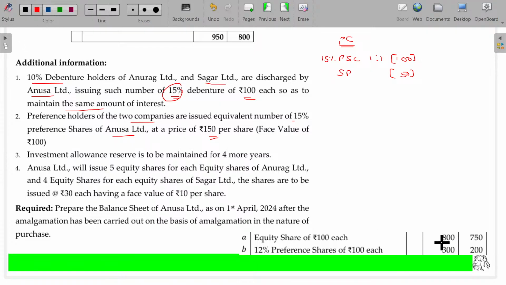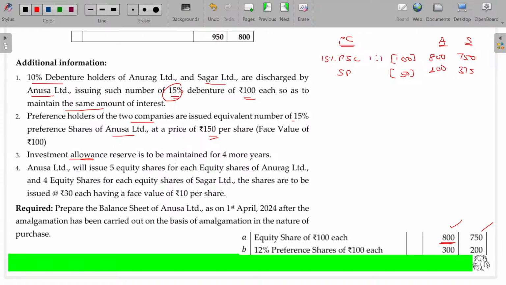Now, 800, Anusha and Sagar. 1:1. 800, you get the same 800. 750, 750. 50% on that being the securities premium, so 400, and this will be 370. Am I right?